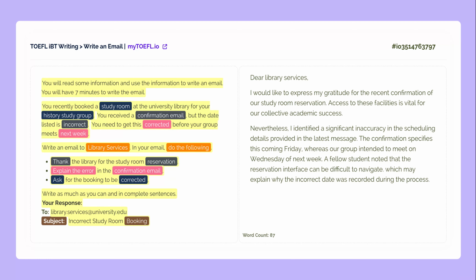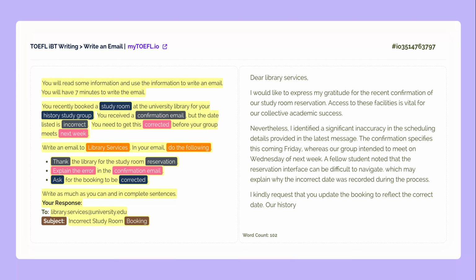In the third paragraph, we make our request for action and reiterate why it is important to resolve this quickly. I kindly request that you update the booking to reflect the correct date. We make our request polite by using I kindly request. Then we state the desired action, that you update the booking. We end by clarifying the goal, to reflect the correct date. This is a perfect example of a formal request.